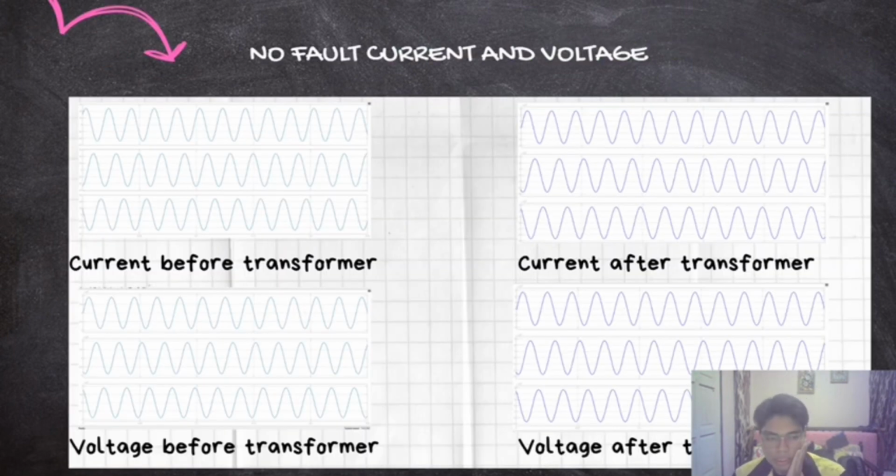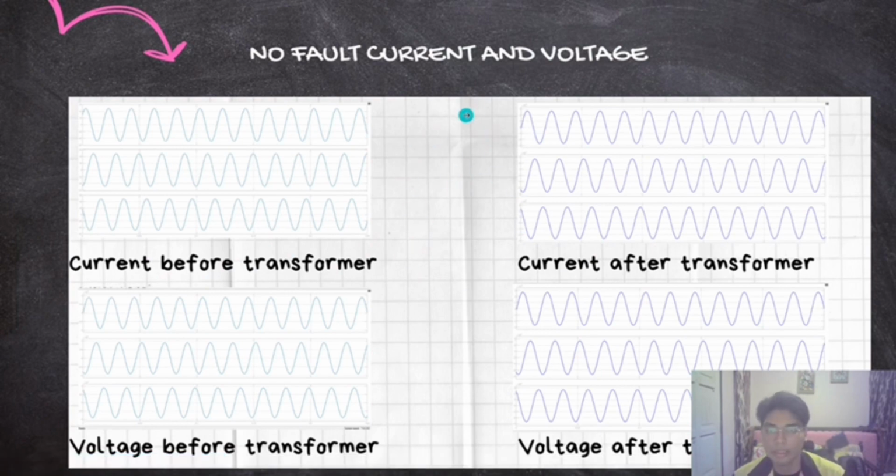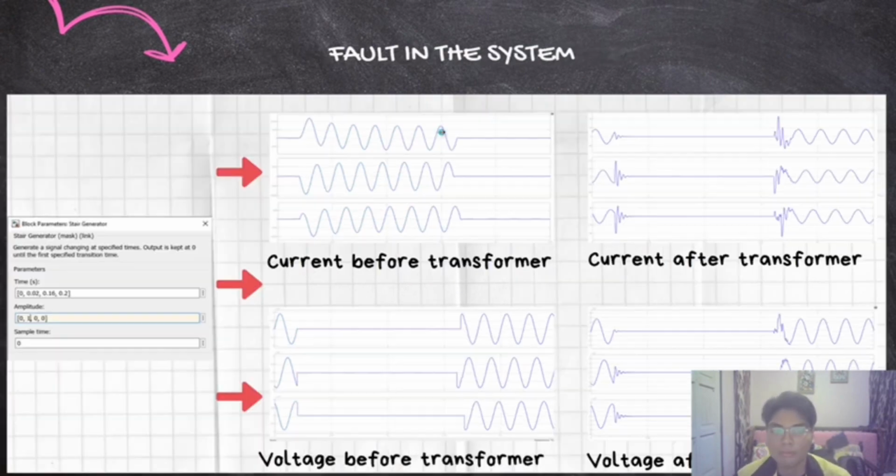Firstly, the current and voltage before the transformer, and the current and voltage after the transformer. It is as expected, where the output current and voltage are identical to the current and voltage before the transformer, where no fault occurs in the system.